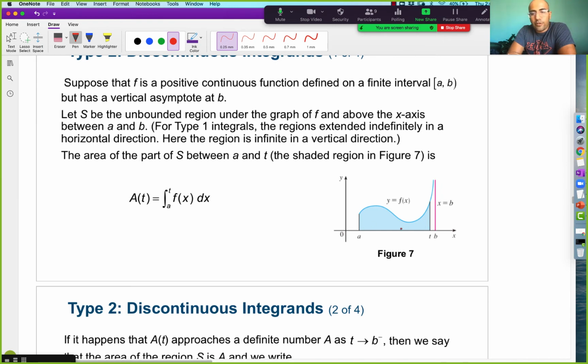And similar to before, what we're going to do is first cut it off before b by some constant value t that's between a and b, ideally close to b. And we're going to find an area for this finite part, so it doesn't shoot off to infinity. We're going to get a function of t, and then we're going to apply the limit as t goes toward b from the left-hand side. And if that limit exists and is equal to a finite value, then we would say that the whole area from a to t of f of x dx is convergent. It exists.